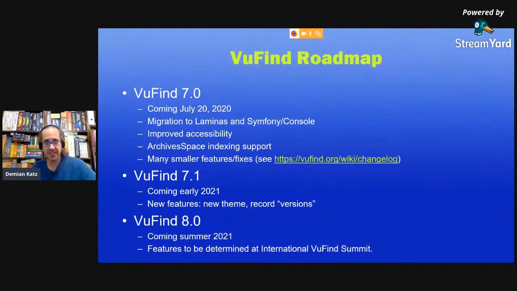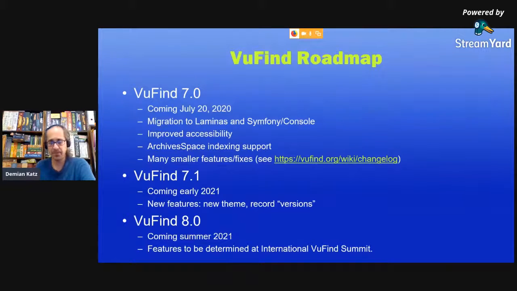So this year, VuFind 7 is coming out July 20th, and this includes some major upgrades. As I mentioned, VuFind is built on a set of components called Laminas, which used to be known as Zend Framework. So VuFind 7 fully transitions from Zend Framework to Laminas. It also switches to using the Symfony console components for its command line tools, replacing the Zend version, which is no longer used.